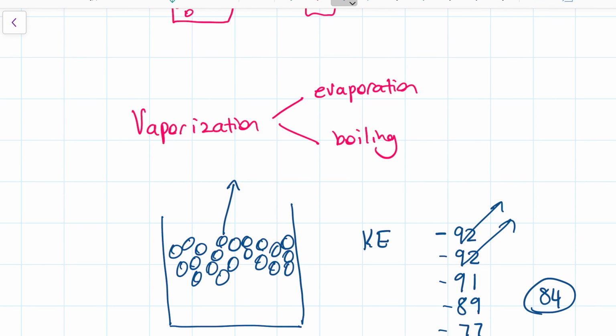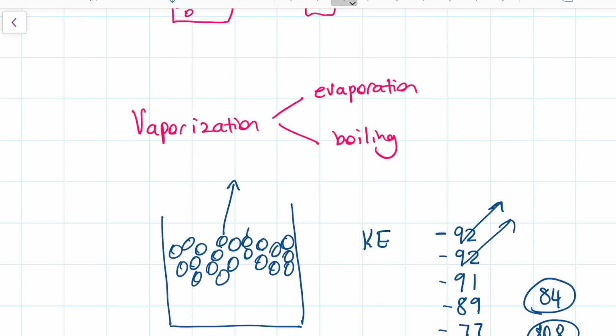Now what's my new class average? Well, it makes sense that if the higher grade people leave, the class average is going to fall. So now let's see what my class average is. Oh, my class average just dropped to an 80.8. Why? Because the higher grade people left.